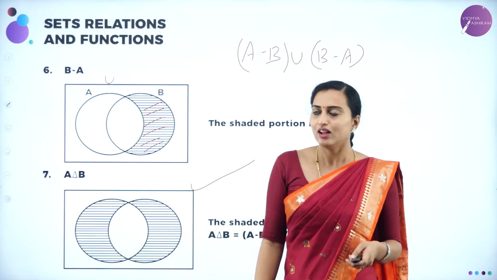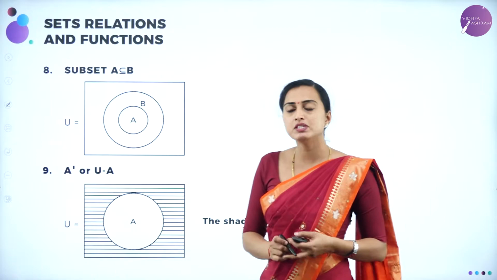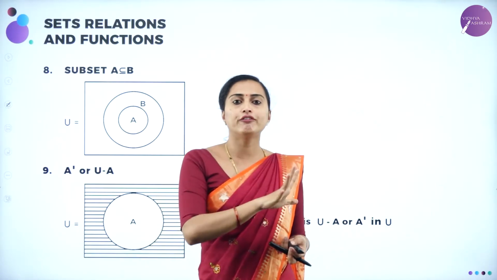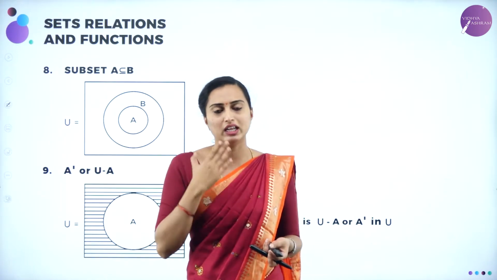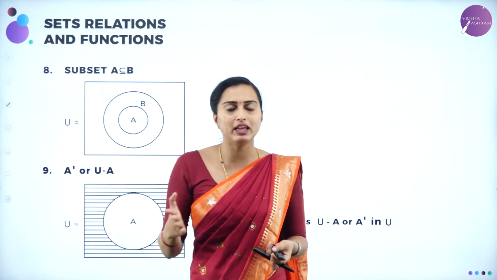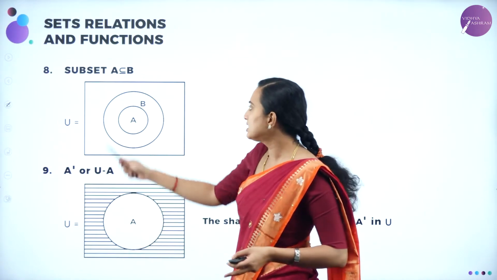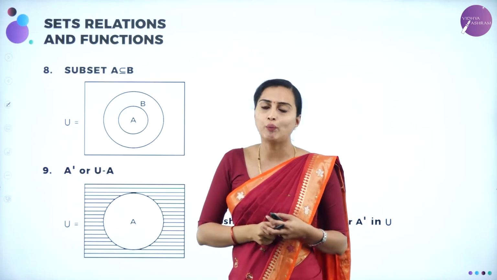Are you getting this? We'll be moving on to the next, that is subset. Subset means what? Given sets A and B, if the elements of A are also in B, then we say that A is a subset of B. The elements of A are contained in B, so we name it A is a subset of B, and this is how we are going to have the Venn diagram.